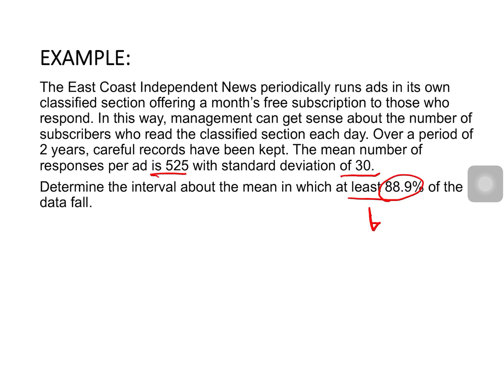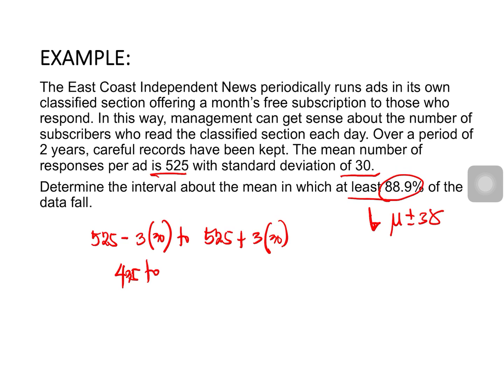So this is mu plus or minus 3 sigma. We have 525 minus 3 times 30 to 525 plus 3 times 30. We have there 435 to 615. So this is our interval.